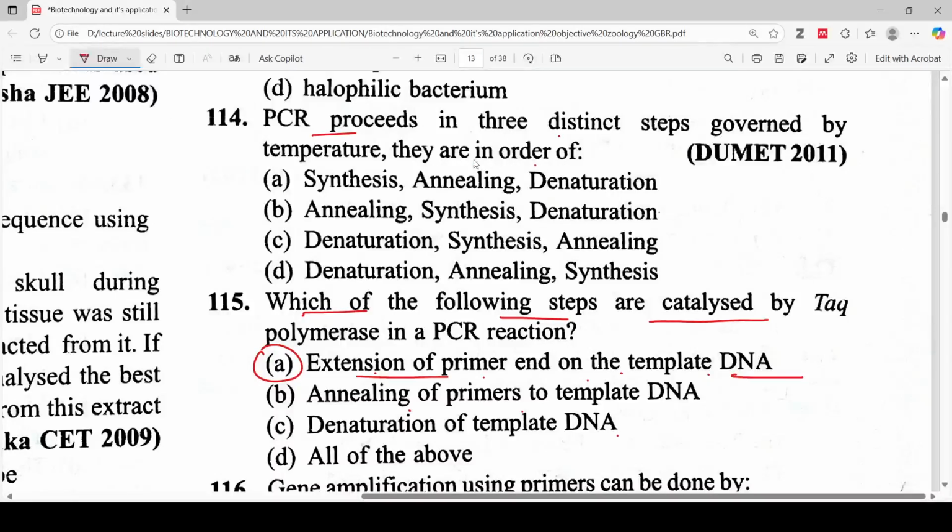They are in order of denaturation, annealing, and synthesis. So the option D will be the correct answer for this question.